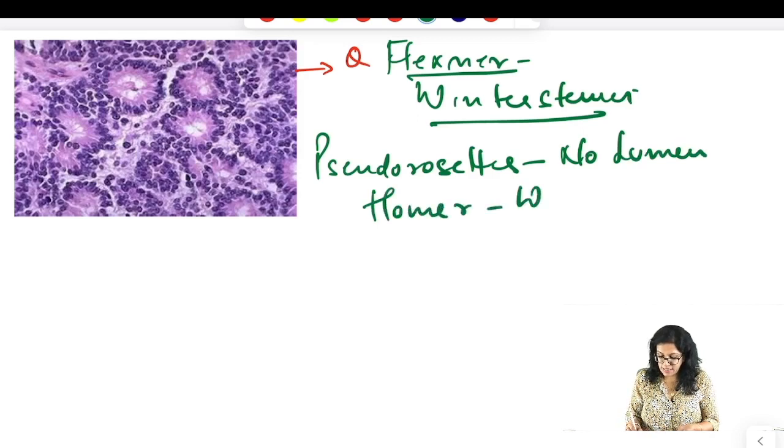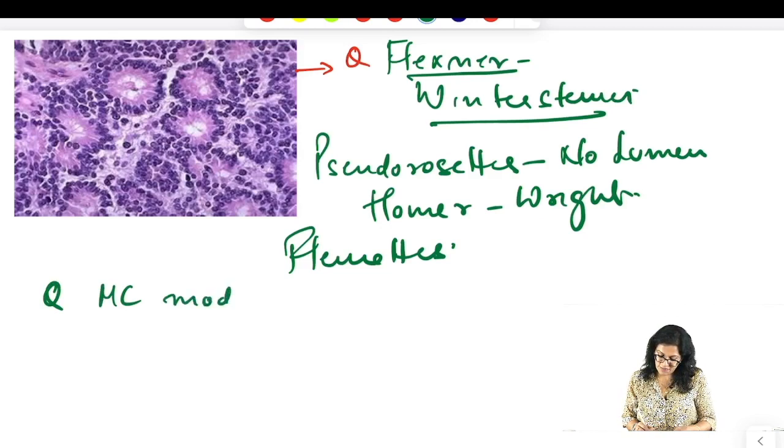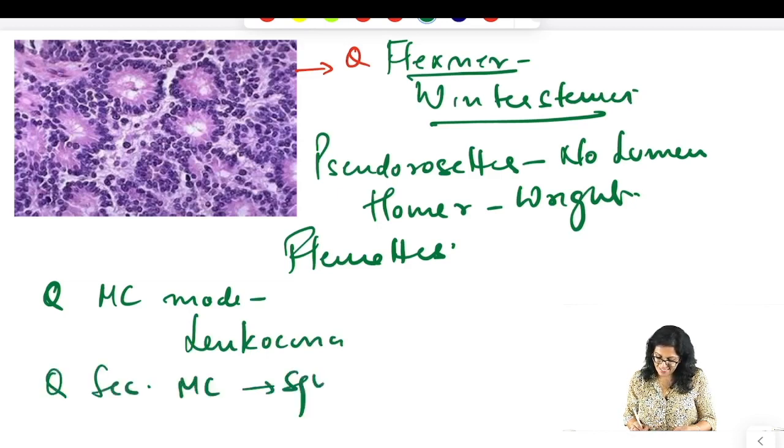And what was the third differentiated one? We would answer fleurettes. Quickly revise the pathology of the retina, the arrangement of different differentiated cells in the retina. So, what is the next question in retinoblastoma? Most common mode of presentation. We all know the most common mode of presentation is leukocoria. Next question. Second most common mode of presentation, the answer is squint.